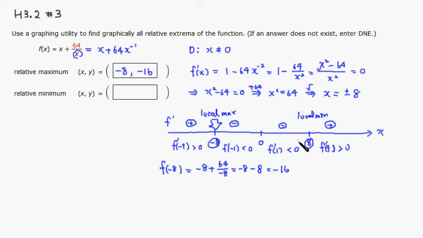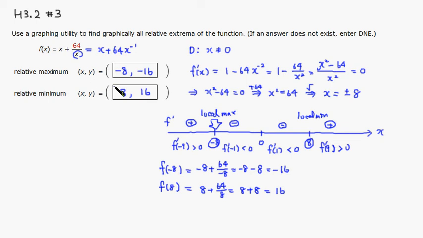So you're going to have a local minimum at positive 8. So we have to plug in 8 into the original function. So you will have 8 plus 64 over 8, which is going to be 8 plus 64 divided by 8 is 8. So it's going to be positive 16. So 8, comma, positive 16 would be the local minimum or relative minimum.